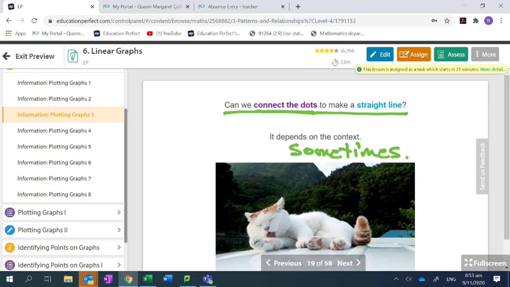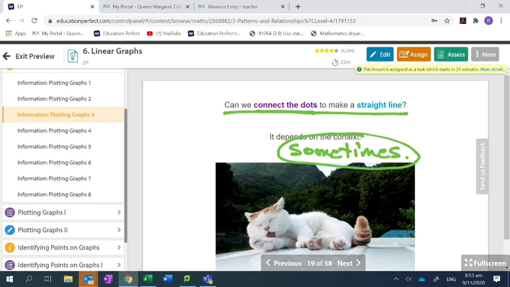So if it's between like 1 and 2, it's not a whole number, right? Can you have part of a cat? No. That's why it says sometimes. It depends on the context.